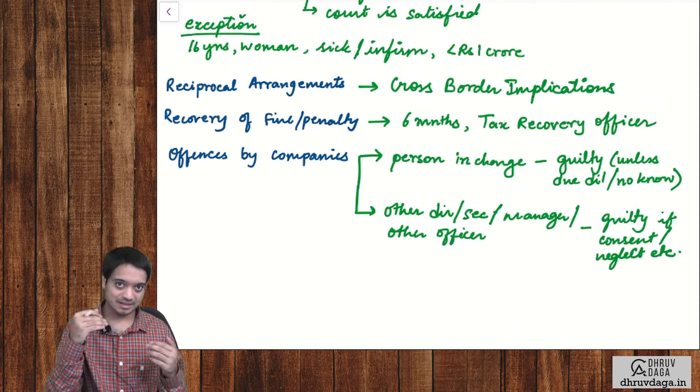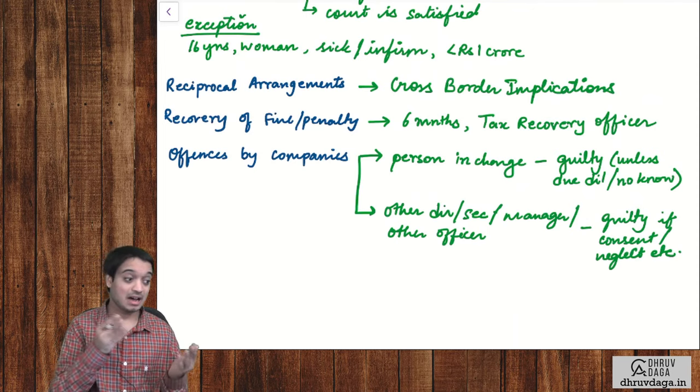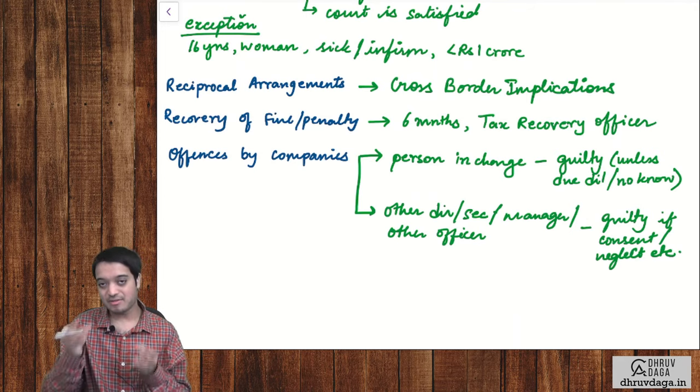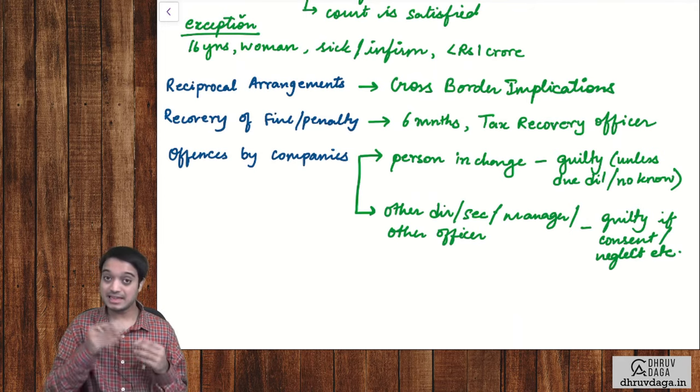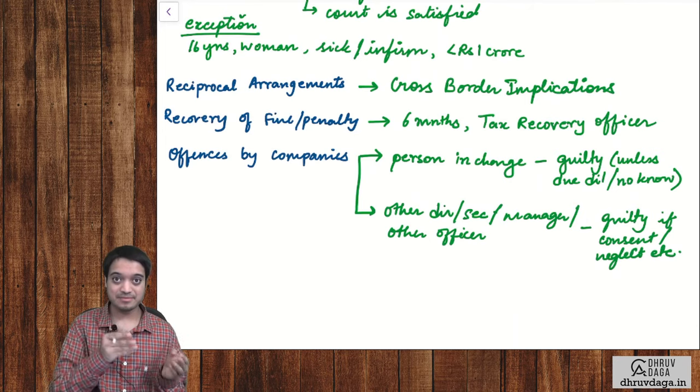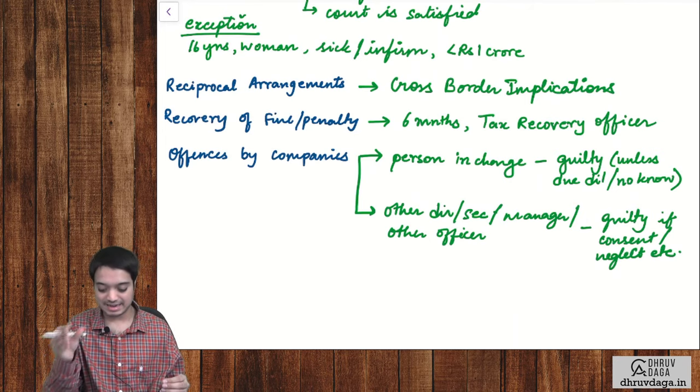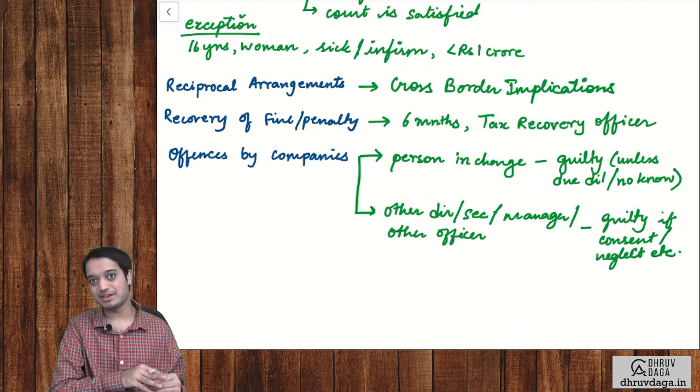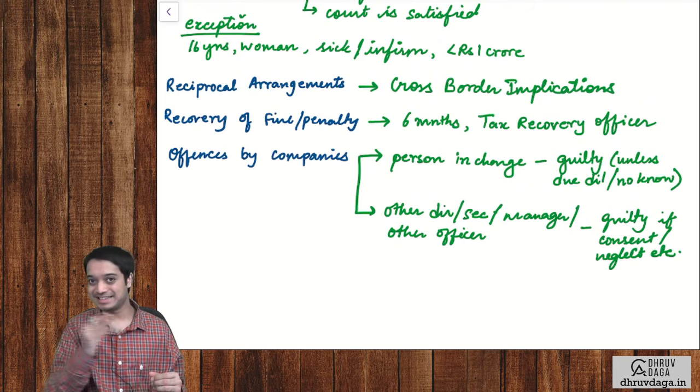And if any other director, manager, officer of the company, or secretary is found to have been directly involved in this offense of money laundering, they shall be guilty, and also if they are found guilty of any neglect. So this was the Prevention of Money Laundering Act. We'll move on to the next act now.